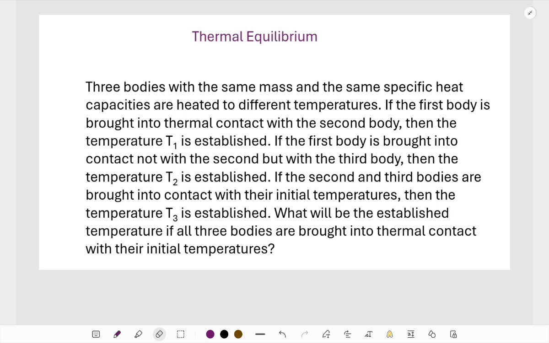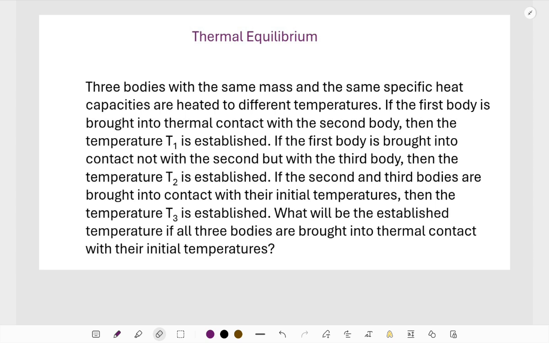You can see this is the first problem of a new playlist, and the problem is related to thermal equilibrium. So let's read the statement of the problem first.